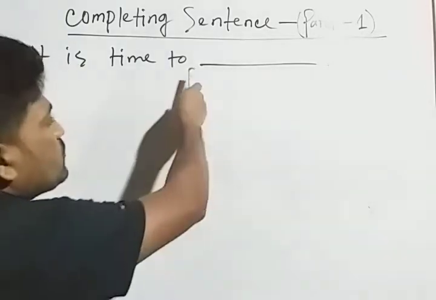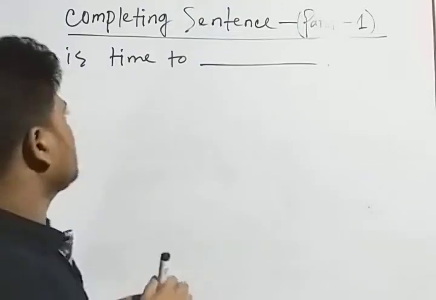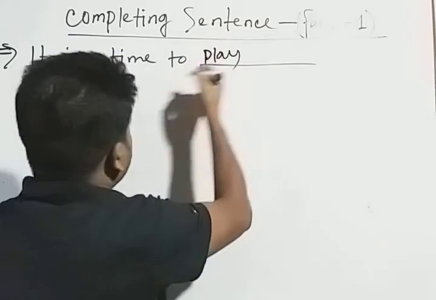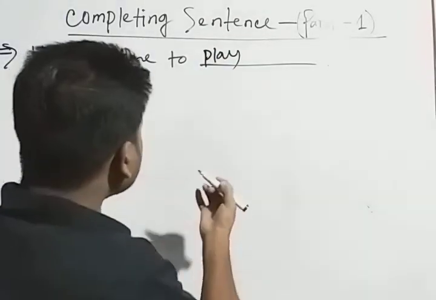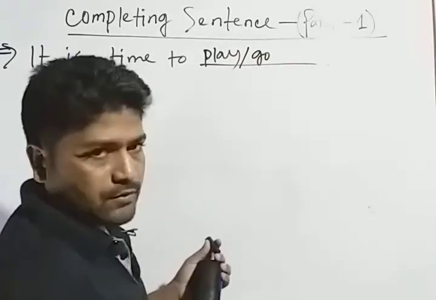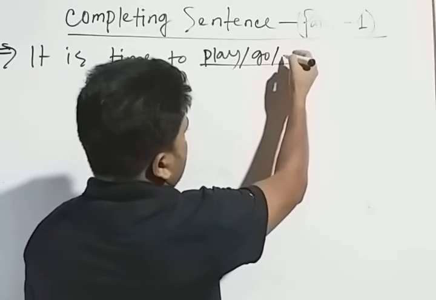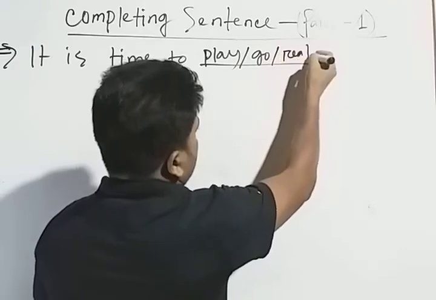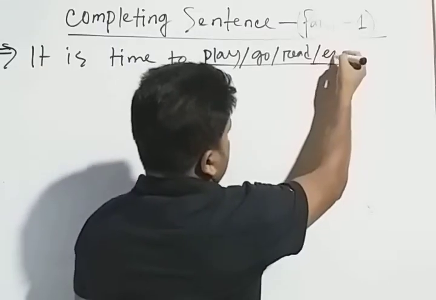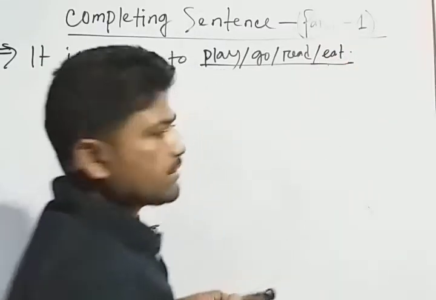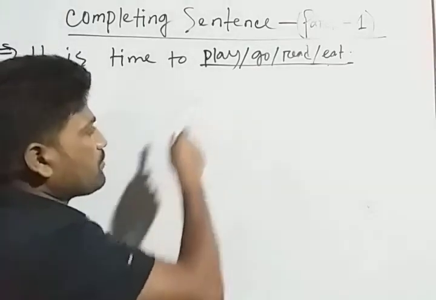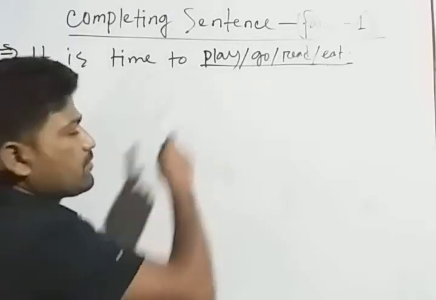Okay, dear learners, we can use any kind of finite verb here to complete it. It is time to, for example, we can use here play. It is time to play. Then it is time to go. We can use here it is time to read. We also use here it is time to eat. I do believe that you have understood very clearly. In this way, we can complete this kind of incomplete sentence.